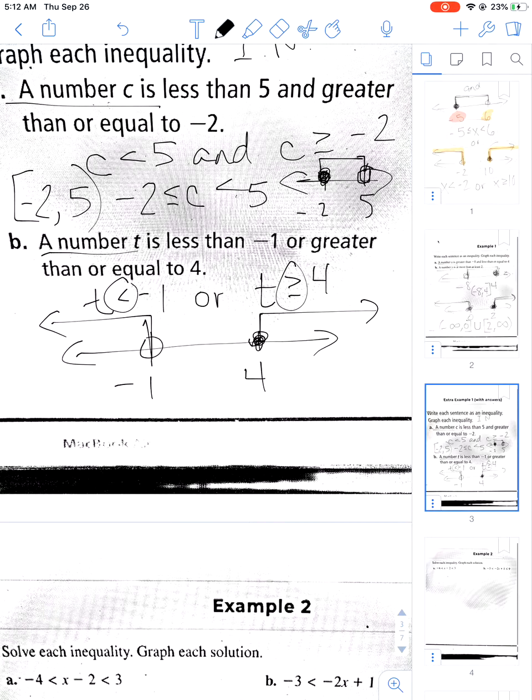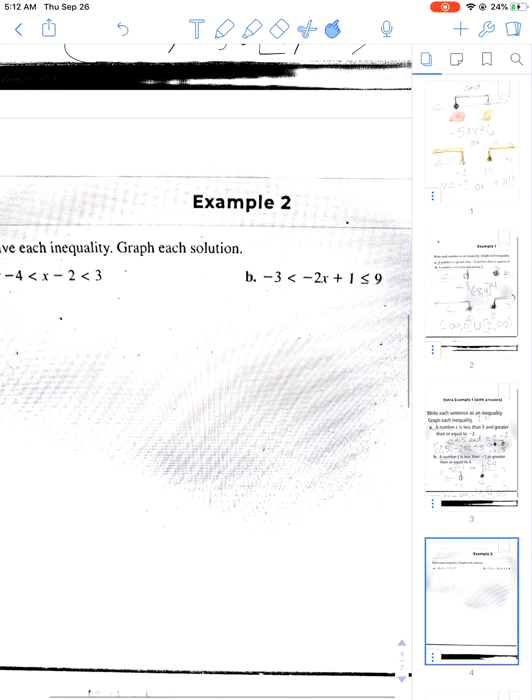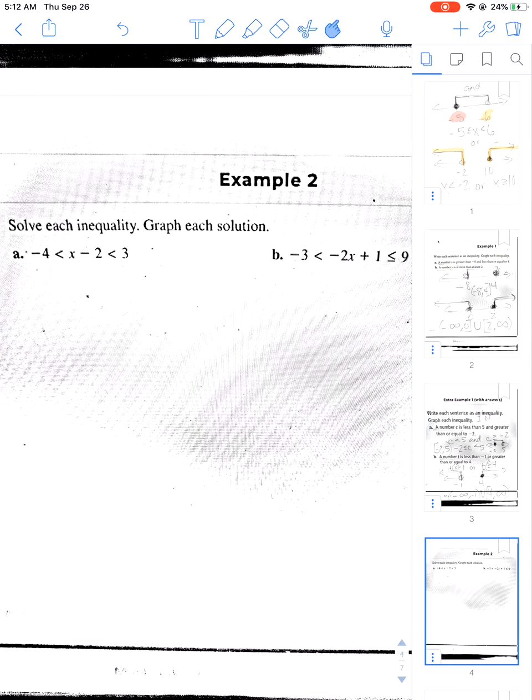Your interval notation there, negative infinity to negative 1. Always a parenthesis around infinities. Open means parenthesis. Or 4 to infinity. Always a parenthesis. And closed means bracket. Union between the two to show that they are part of the same answer. Now let's solve some of these.